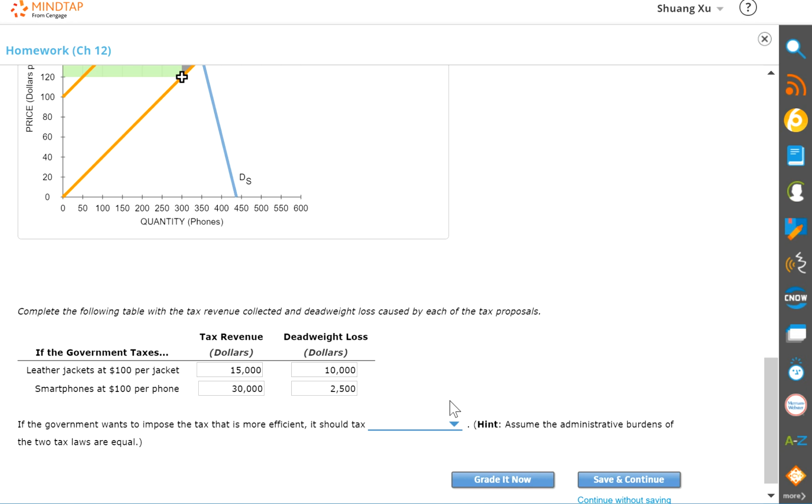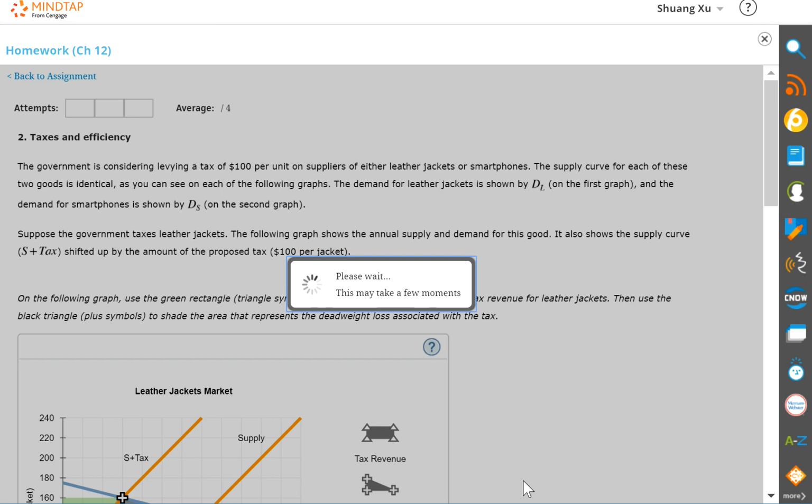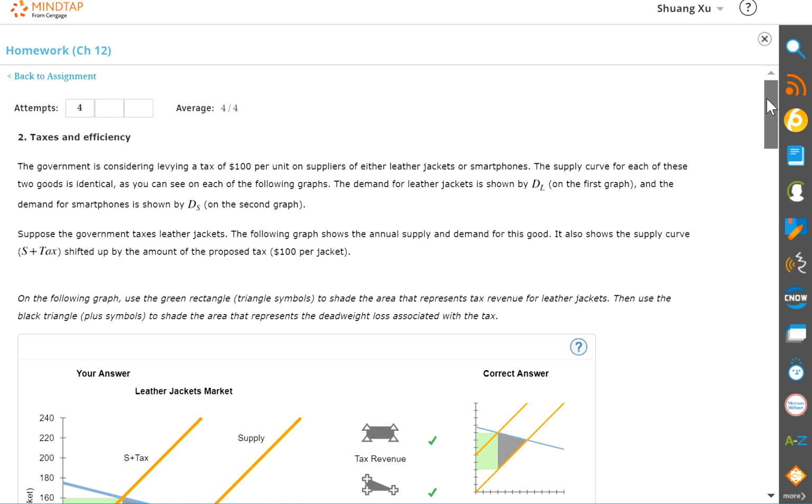All right, and the last question, if the government wants to impose a tax that is more efficient, it should tax what? All right, so if you try to go for the efficient route, then you want to see whichever market has the lowest deadweight loss. So between two markets over here, our smartphone has a lower deadweight loss, then that will be more efficient for government to tax. Okay. So let's do smartphone. All right, let's grade it now, see what we get. Okay, so 4 to 4, we got everything right.